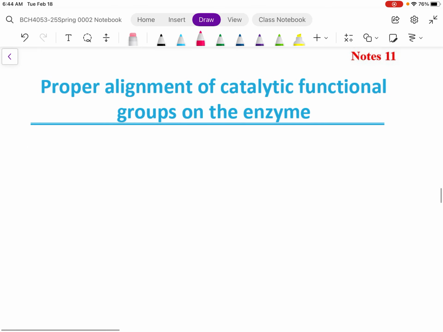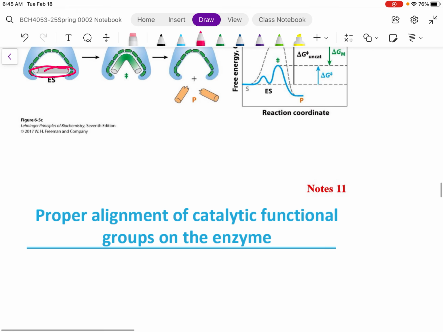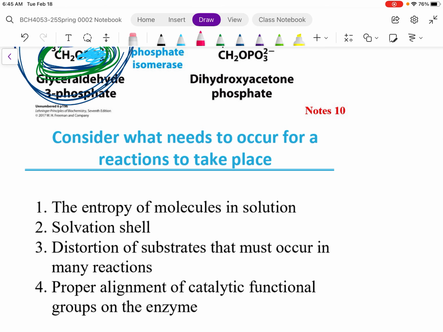Okay, and then that fourth and last one is basically what I've already been talking about. Just getting the molecules aligned so they can react. Okay? So those are the four things that you need to be aware of when reactions take place. And all this happens in the enzyme. It takes care of those things.